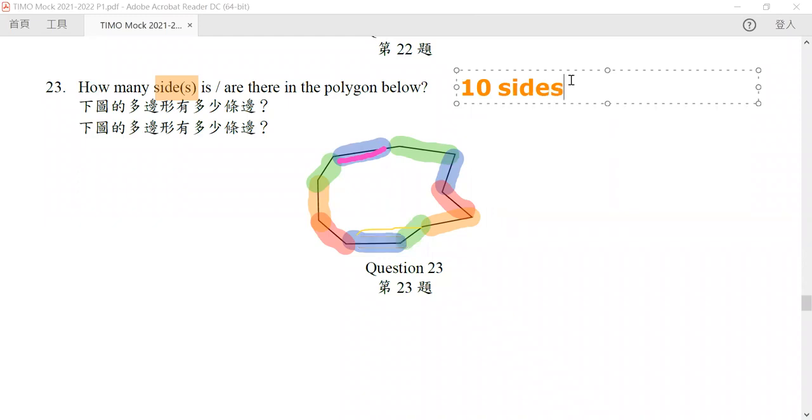Okay, I will say 10 sides. It is 10 sides. Okay, this will be 10 sides.